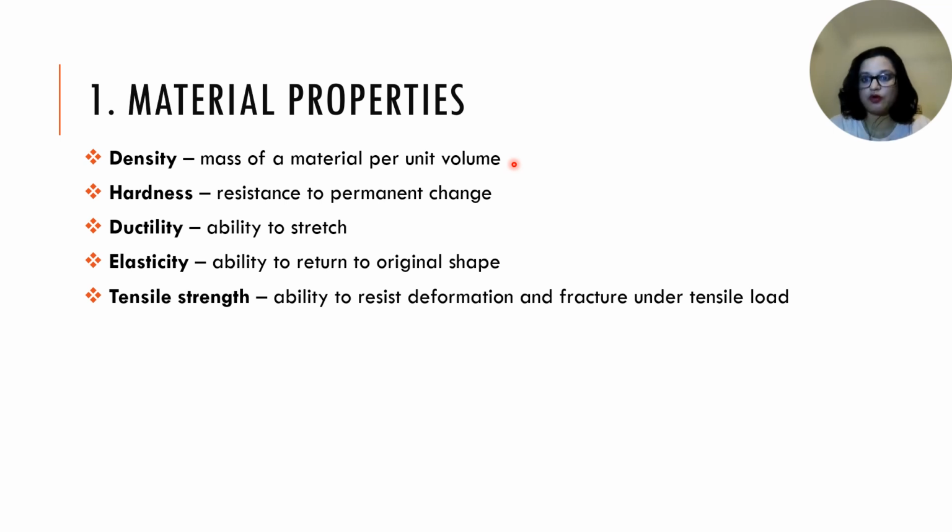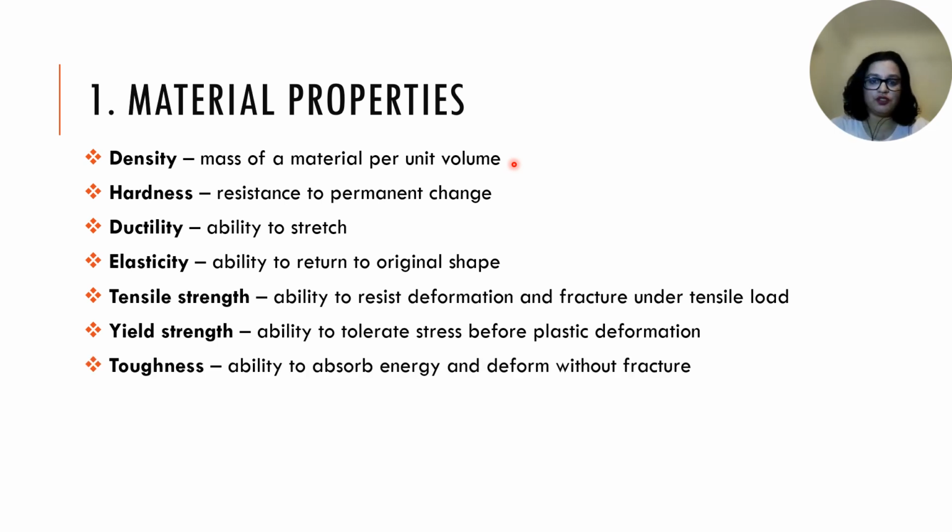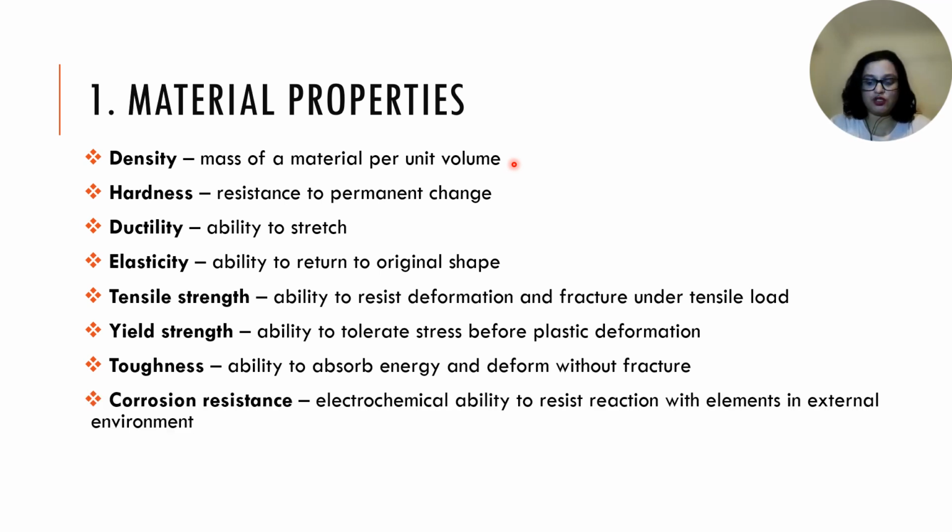This is an extremely important property that is used for qualification of most of the materials used for corrosion intensive services. Yield strength, another critical property, it is the ability to tolerate stress before the material undergoes plastic deformation. Higher the yield strength, better is the material resisting plastic deformation. Toughness, ability to absorb energy and deform without fracture. Very important property for those applications which are under a compressive load and experience such compressive loads during their operation.